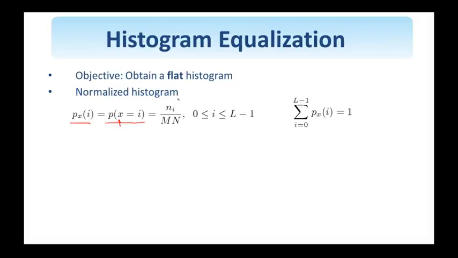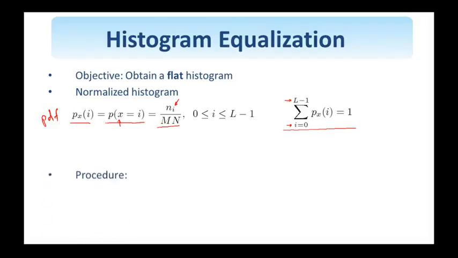and this is equal to the number of pixels that have intensity I divided by the total number of pixels in the image, m times n. So this number is clearly less than 1, and more than that, if I add up all these probabilities, their sum is equal to 1. I sum up over the range of intensities here. The intensities range from 0 to L minus 1. So this is a probability density function.